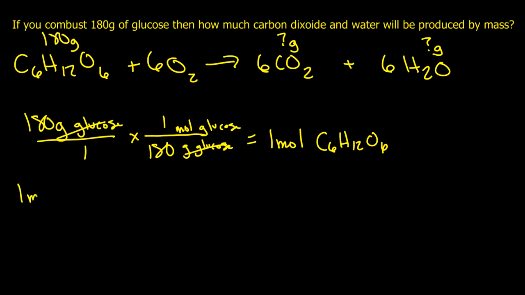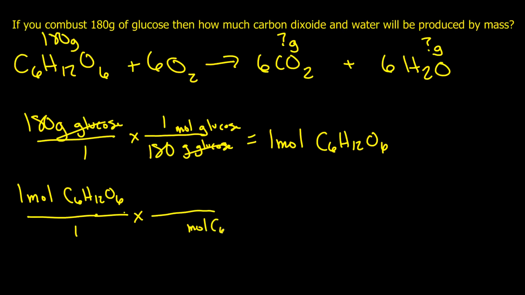So I got 1 mole of glucose, and I want to change that to carbon dioxide. Well, we got to figure out our mole ratio first. Since sugar's on top, sugar goes on bottom. That leaves me with carbon dioxide on top. Now I need my ratio, my balanced equation ratio. So let's look at it. There's 6 carbon dioxides for every 1 sugar. So 6 to 1.